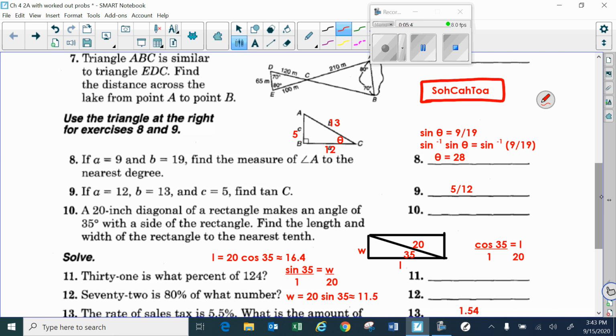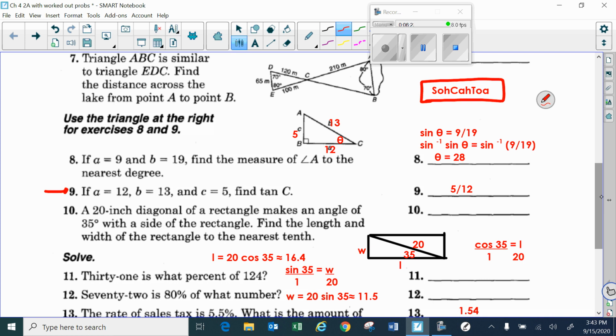Okay, so if we're looking at number 8 here, it says if A is 9, I had done that up here. So I've shown 9, 8 already done for you. These numbers I have up here are for number 9. So let's do number 9 so I don't have to change the numbers. So if A is 12, I put a 12 there. B is 13. C is 5. You should recognize that as a Pythagorean triple, 5, 12, 13. I had you guys work on memorizing that if you had me in geometry. Find the tangent of C.